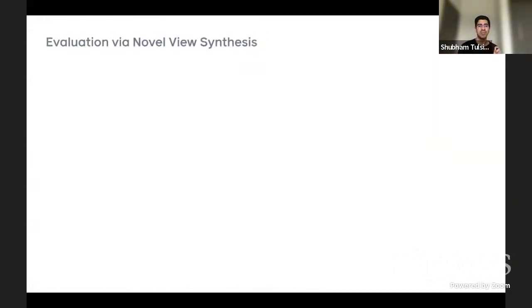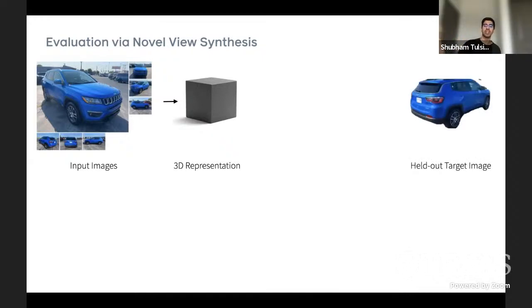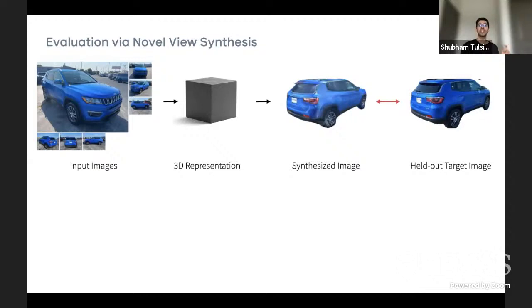But before moving on to those results, I want to very briefly touch upon evaluation, because I think this is a slightly subtle point that is missed in a lot of the recent multi-view reconstruction and novel view synthesis approaches, where the typical paradigm for evaluation is to say that we have input images, and given these input images, we learn some sort of black box 3D representation. This can be your favorite model like NeRF or IDR, or our approach. And given this 3D representation, we have a held out target image, and we want to check whether the rendering of this 3D representation matches this held out target image.